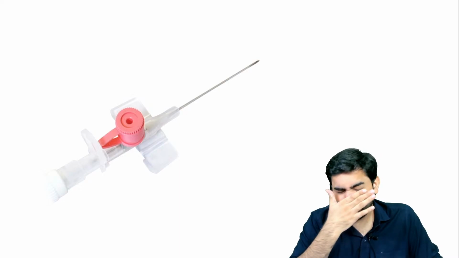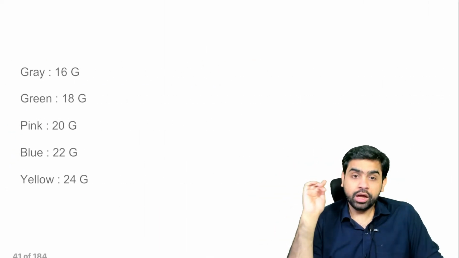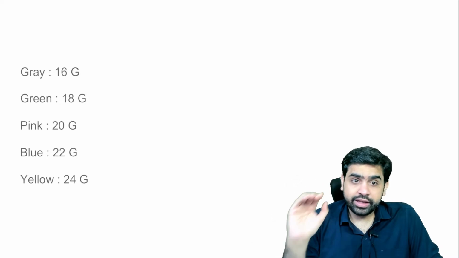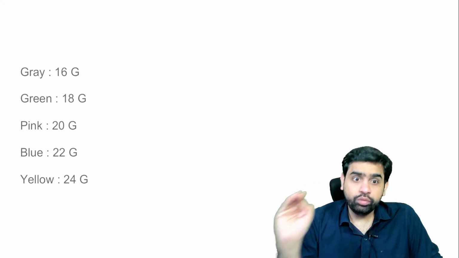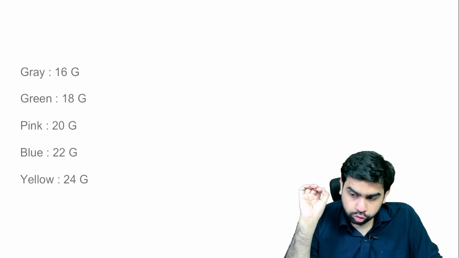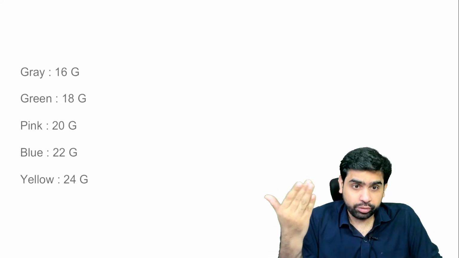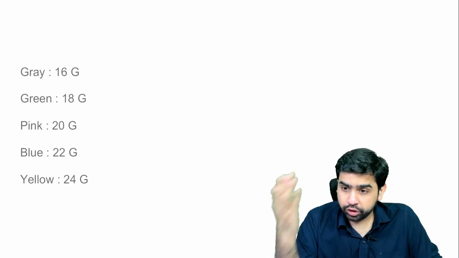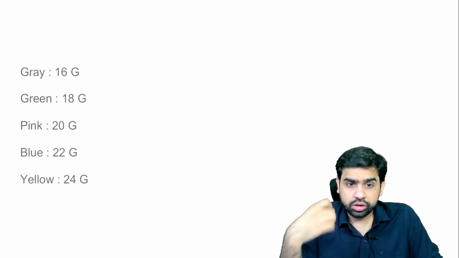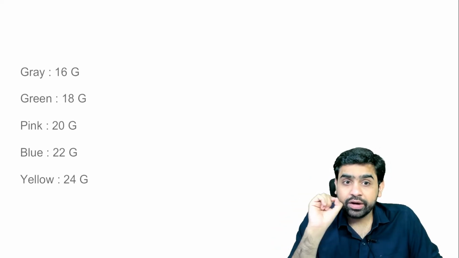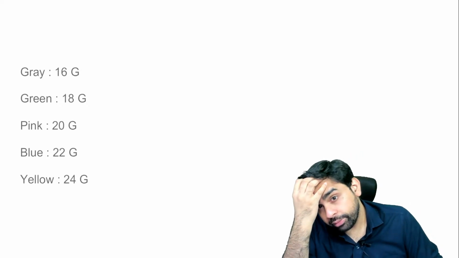Then what is this? This is an IV cannula. What is the gauge of this pink IV cannula? Can you please help me with this? These are the sizes of this IV cannula. Pink is 20, green is 18, blue is 22, yellow is 24. The most commonly used IV cannula as per the ATLS, whenever you are dealing with trauma patients, is 18 gauge. It is not the gray one, it is the green one. That is the most commonly used IV cannula.